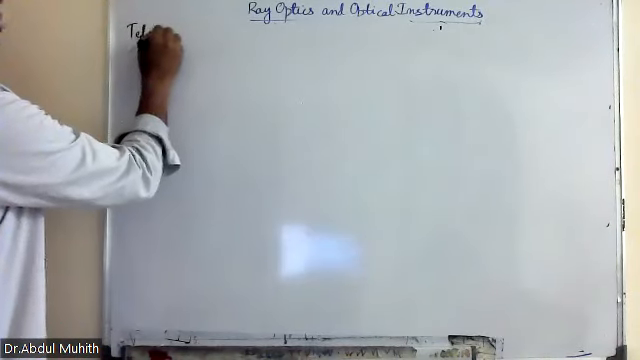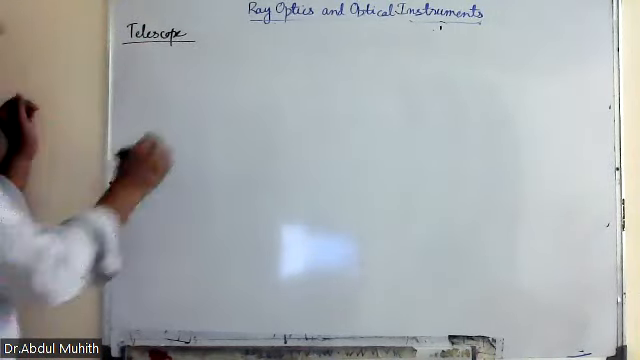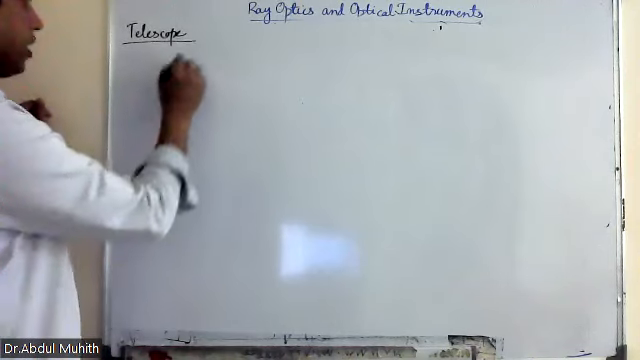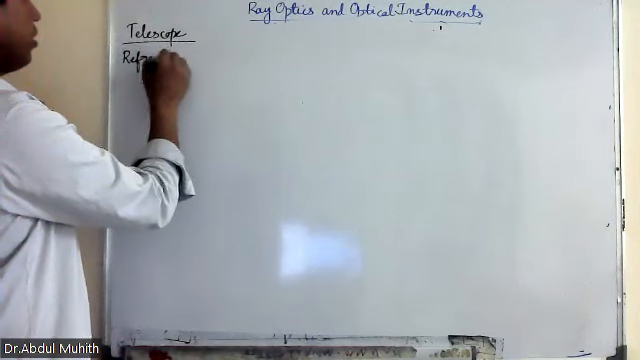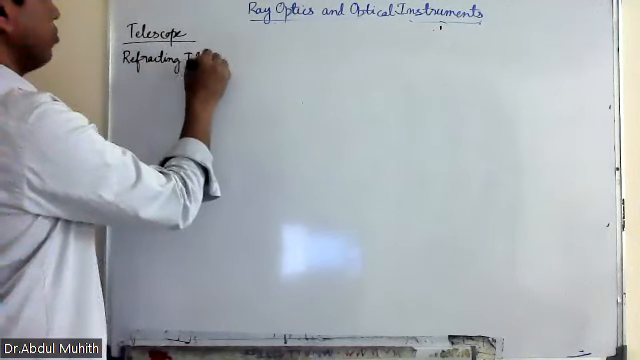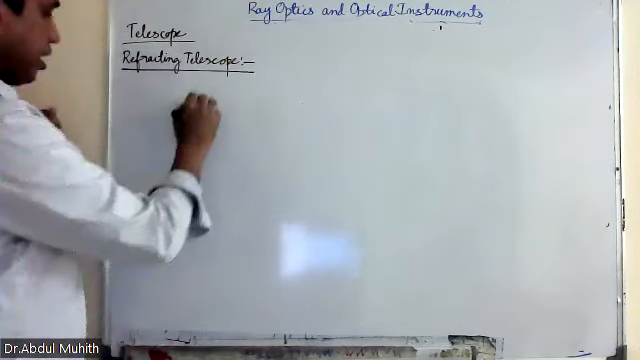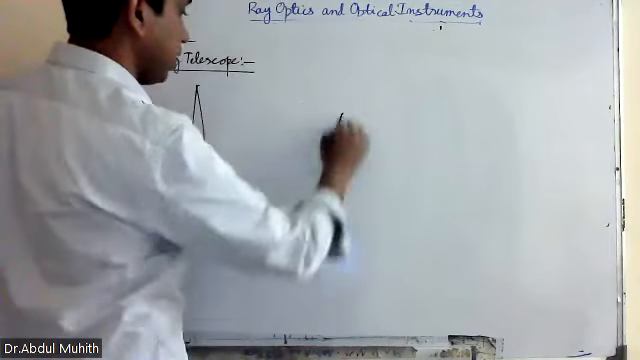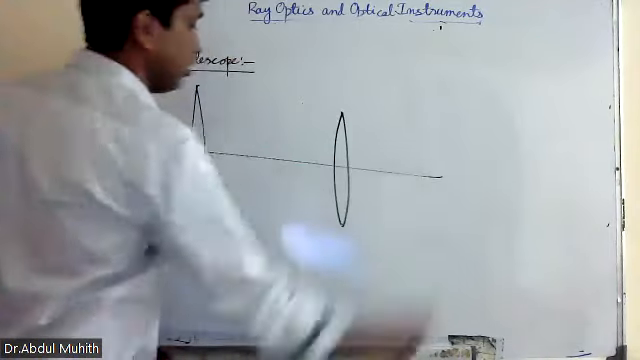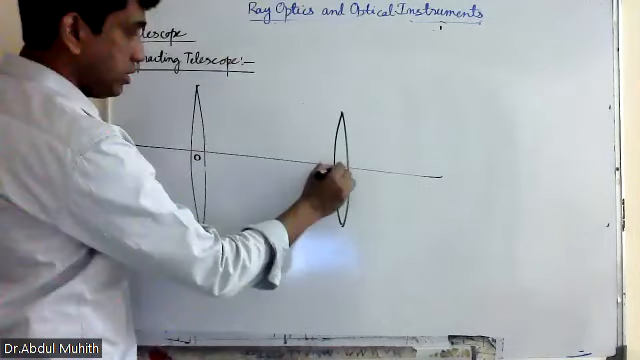So we have the telescope. As I told you, we have two classifications. We are speaking about the telescope now. There are two lenses here. That is the refracting telescope. We are speaking about the refracting telescope. So here, what happens? This is the first lens, and this is the second lens. Now O is the objective, and E is the eye lens.